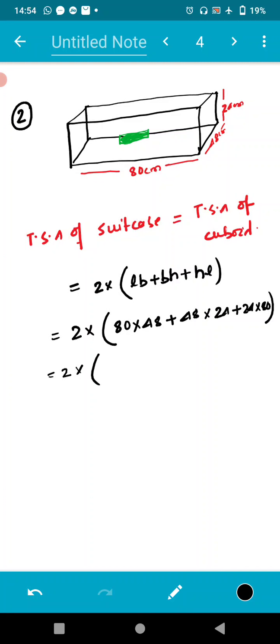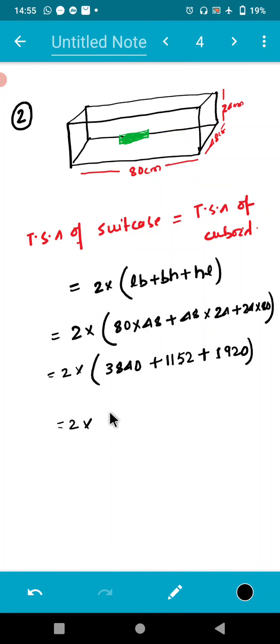So if you multiply 80 into 48, you will get the answer as 3840, and if you multiply 48 into 24, you will get the answer as 1152, and if you multiply 24 into 80, you will get the answer as 1920. Okay.